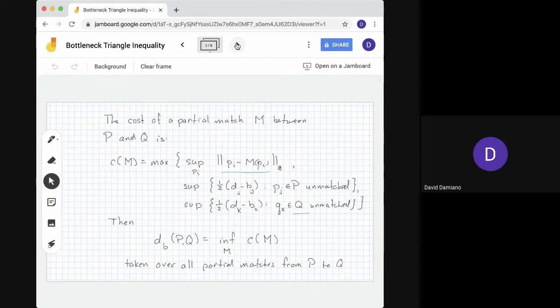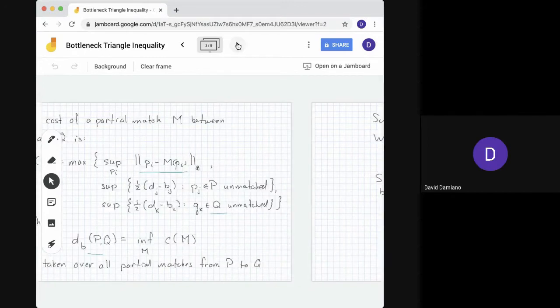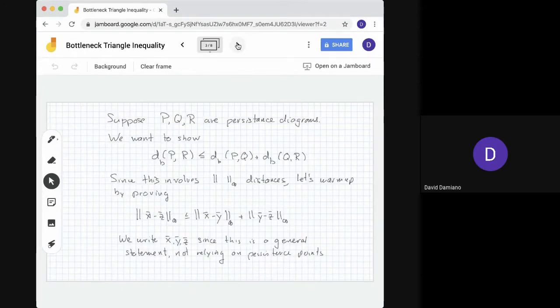The bottleneck distance between P and Q is the infimum of the cost functions over all possible partial matches M from P to Q. Okay. Now, suppose we have 3 persistence diagrams, P, Q, and R. We want to show that the bottleneck distance between P and R is less than or equal to the bottleneck distance between P and Q plus the bottleneck distance between Q and R. So this is a triangle inequality.